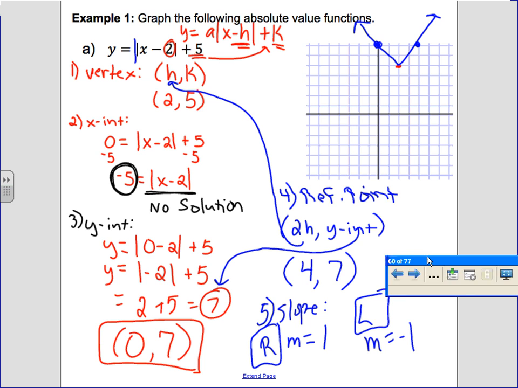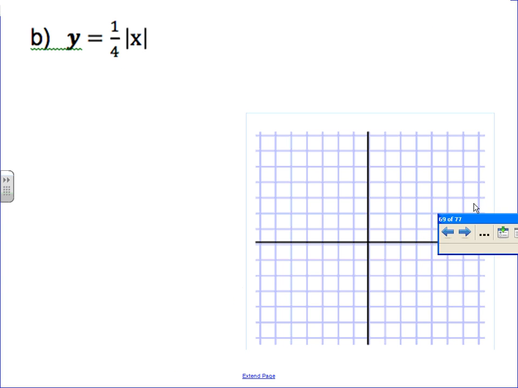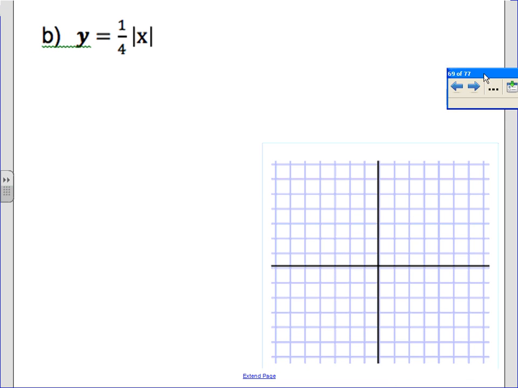Okay, let's do another one. Let's do letter B, because this one is very simple, but it's a little confusing because it's different. All right. So like we always do, let's start with our vertex. Okay, so the first part, vertex, which is always h comma k.